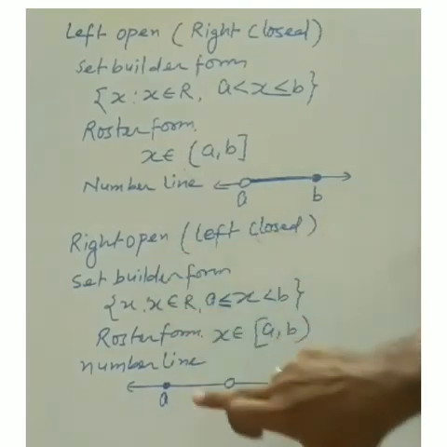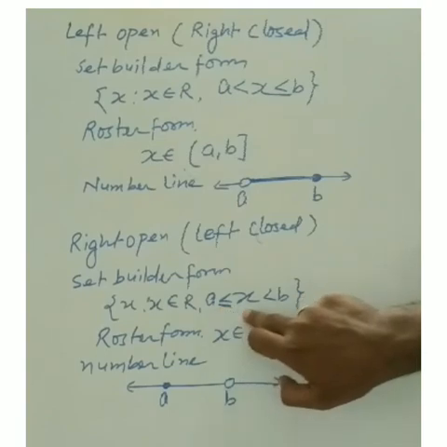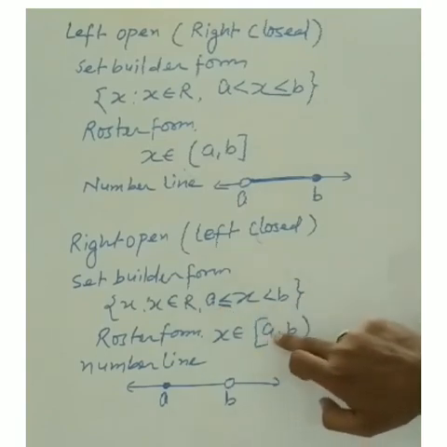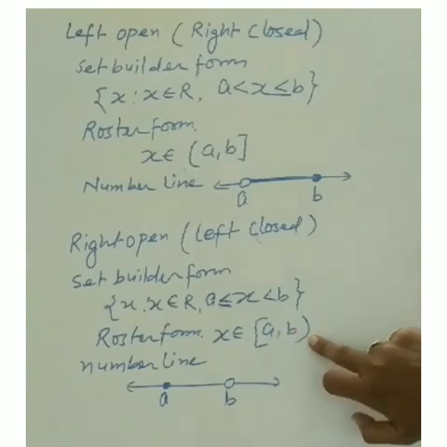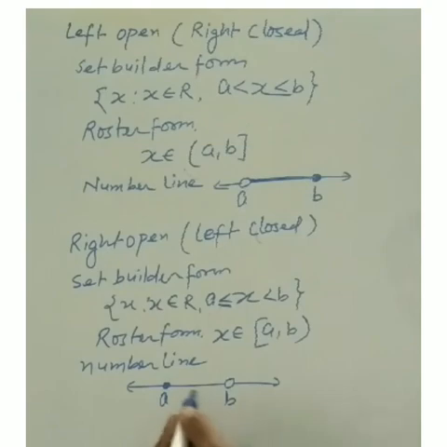Then right open. Right open means x is greater than or equal to a and less than b. Here the left is closed, so a is included, but the right is open, so b is not included. Here also the closed circle means a is included. Here at b we have an open circle, which means b is not included. These are the intervals.